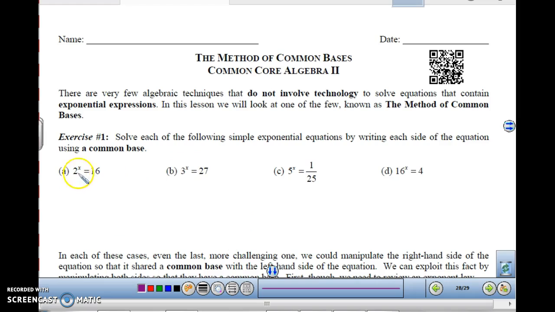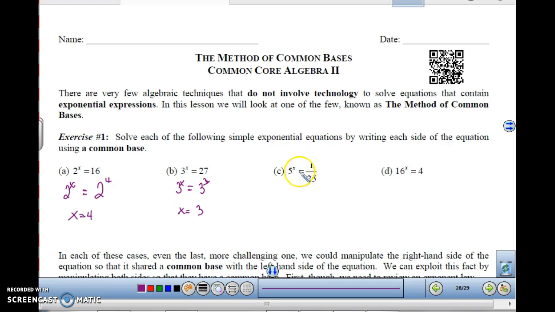So, if I have 2 to the x equals 16, well, 2 to what power will give me 16? Well, isn't 2 to the 4th equal to 16? Yeah, so if 2 to the x is equal to 2 to the 4th, that means that x would have to equal 4. All right, 3 to the x equals 27. 3 to what power is 27? It would be 3 to the 3rd. So that means that x would equal 3 to make them equal.